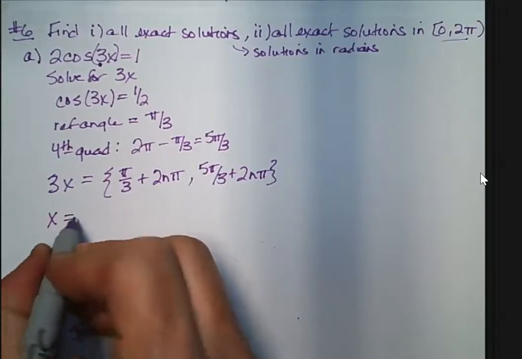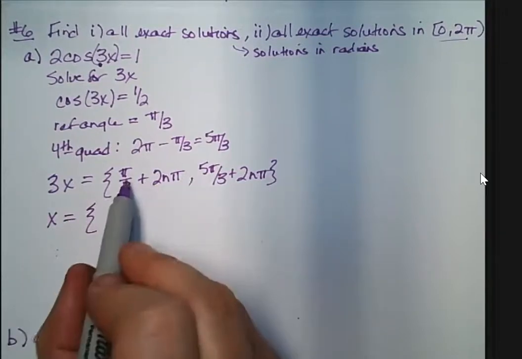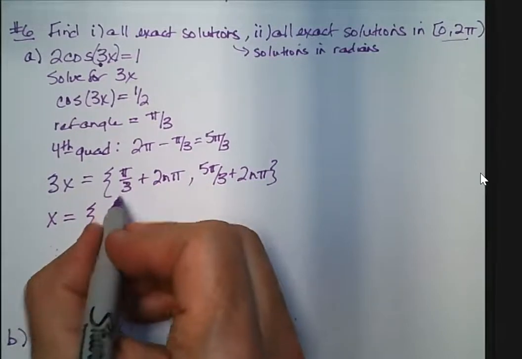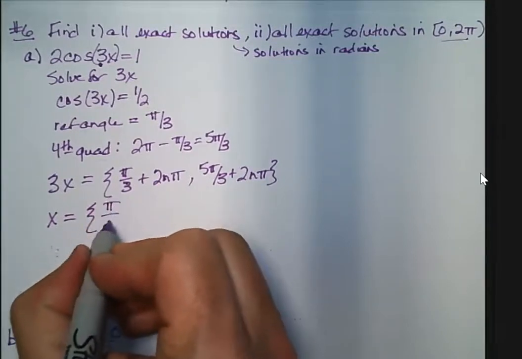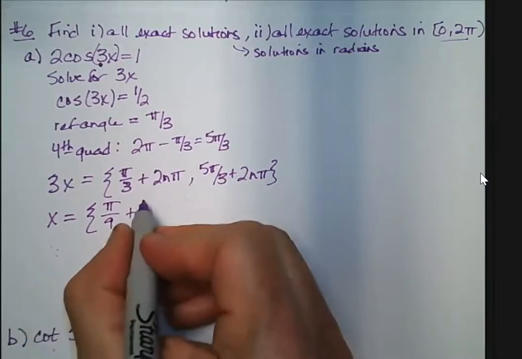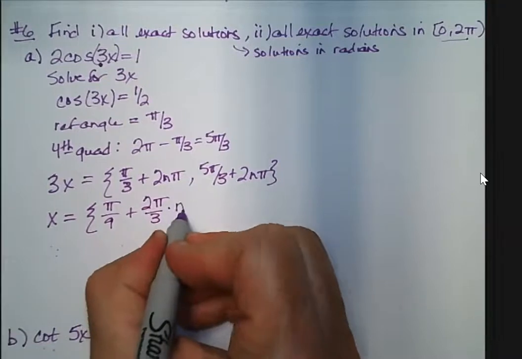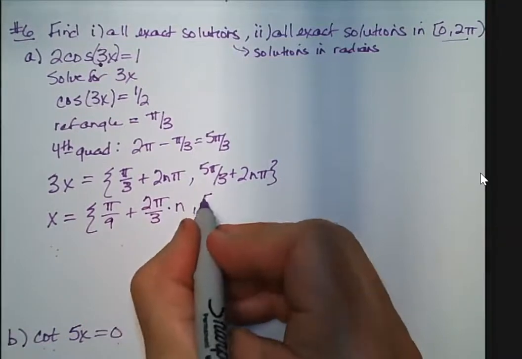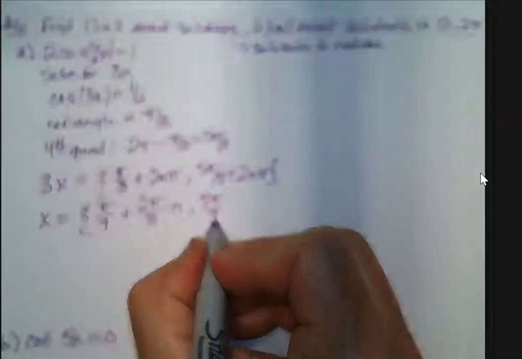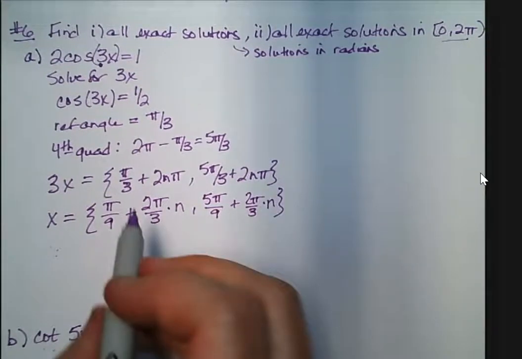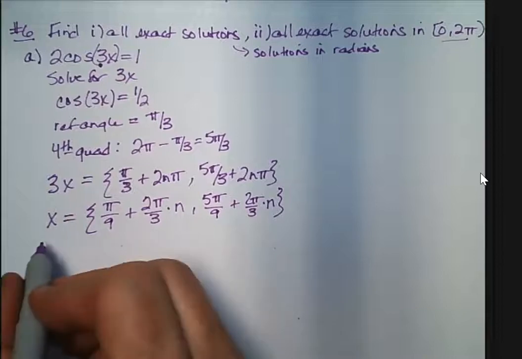That's why I write it out in an equation form like this. So if we divide everything by 3, and in here you have to divide each separate term by 3. So if we take pi over 3 and divide by 3, that's actually going to give us pi over 9. And then here we're going to have 2 pi over 3 times n. And then here we're going to have 5 pi over 9 and 2 pi over 3 times n. This would give us all of our exact solutions.